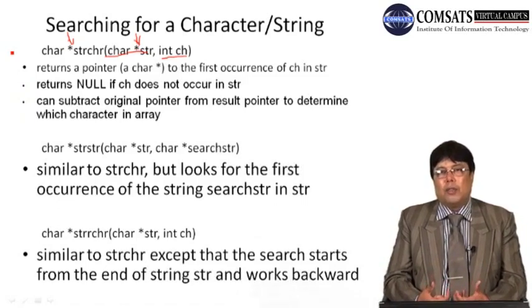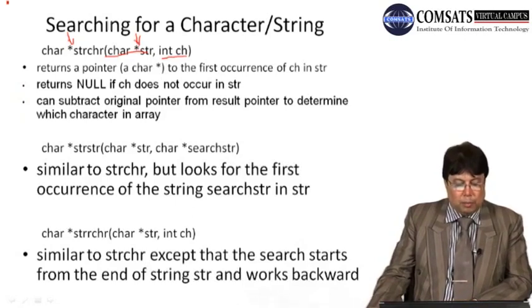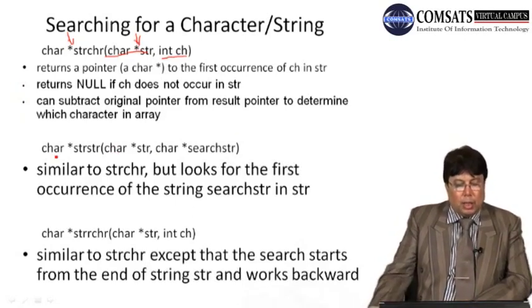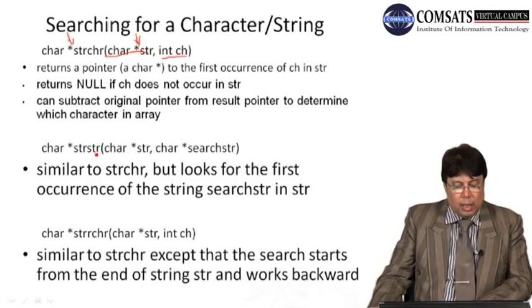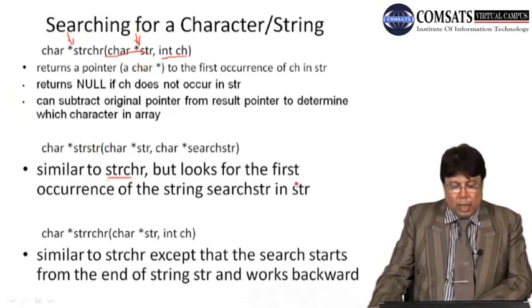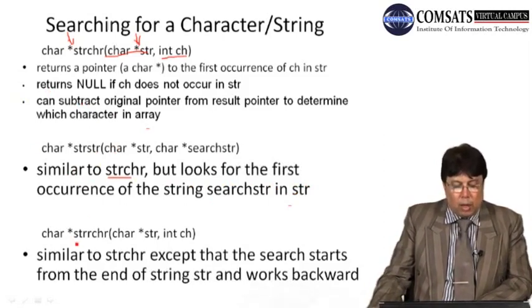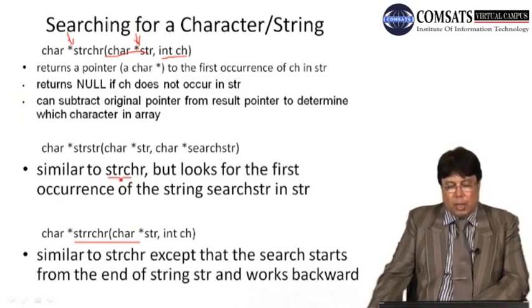In order to find out the difference will be the offset. Okay, that is the explanation here. Next, character here, strstr. This is similar to the strchr, but it looks for the first occurrence of the string. Search str in str. Okay, this finds out the first occurrence and this finds out the last occurrence. strrchr is the reverse. Okay, so this is the difference between the two.